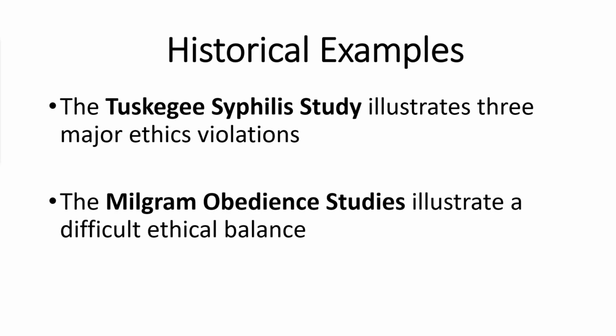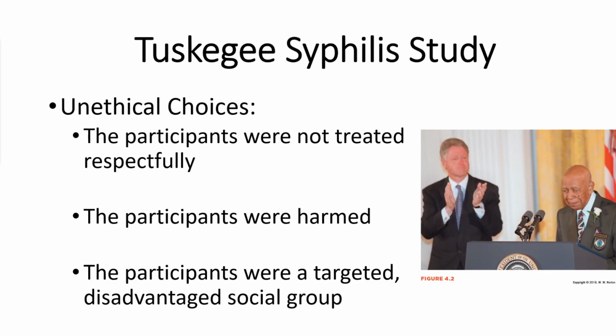And now we're going to start talking about the ethics associated and why these two historical examples are so controversial and why they're so closely related to this discussion of ethics and things that we should consider. So for our Tuskegee Syphilis Study, there were three major issues, three major unethical choices made by the experimenters that we want to focus in on today.